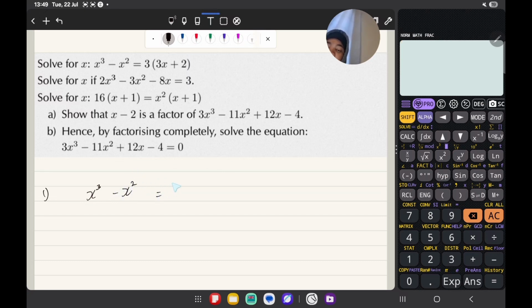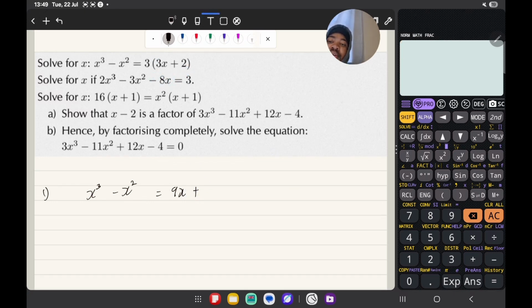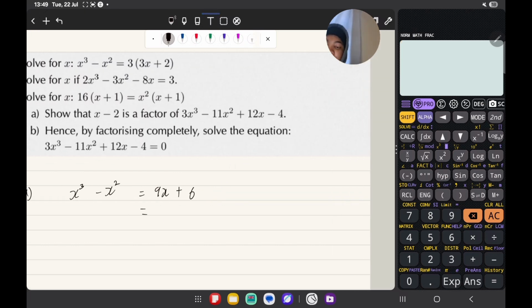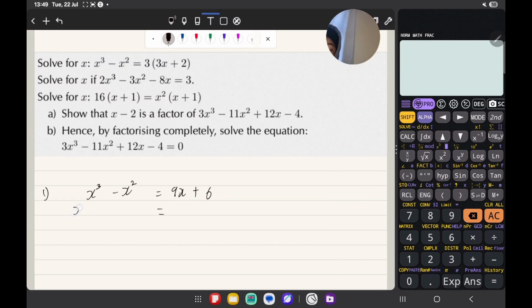Right, cool. So here you're gonna have 3x, right? 3 times 3, that is 9, so 9x, and then plus that is 6. Let us transpose. Right, 9x minus 6.